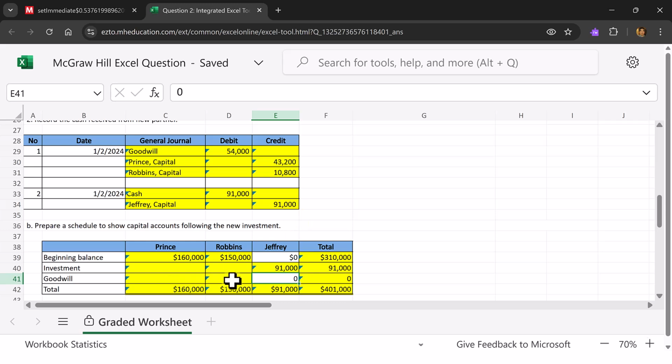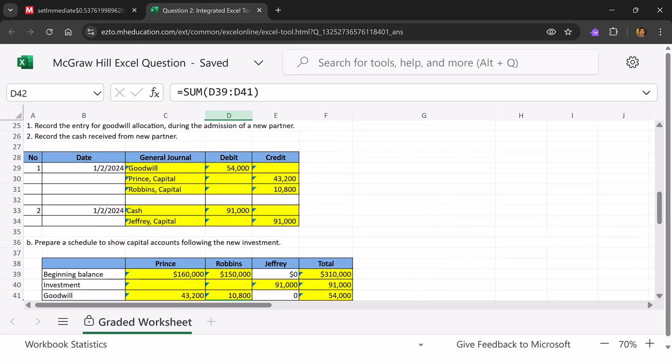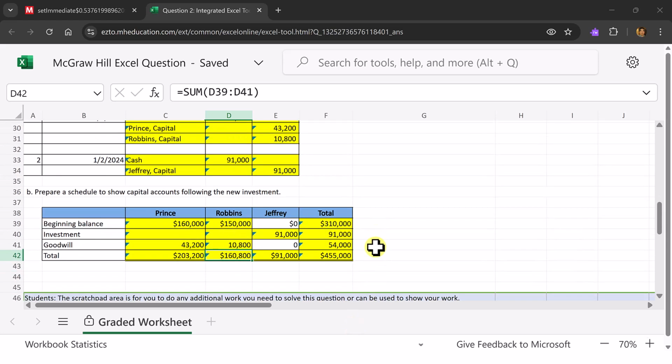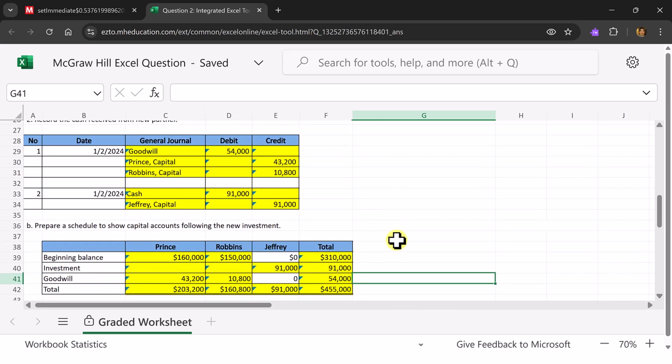So how about the goodwill being allocated among the two prior partners? We have that in the journal entry. For Prince, it's 43.2, and for Robbins, it's 10.8. I think I'm done. Let's foot, and this is footing down, yeah? How about if I crossfoot, if I add up these three? Again, yeah, it should come out the same. Let's check my work.